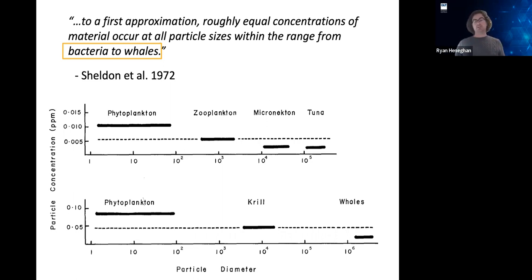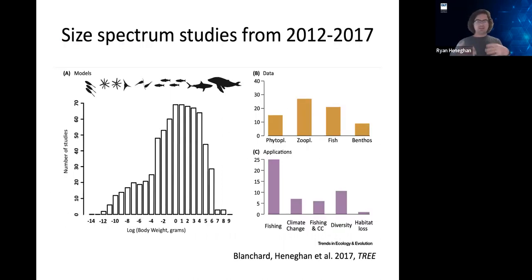And this is a figure from their paper. You can see there is a bit of a change in particle concentration on the y-axis, but that's in the context of over 6 orders of magnitude in body size change. So we're looking at a roughly equal distribution. And this theory has kicked off about the last 50 years of size spectrum studies.